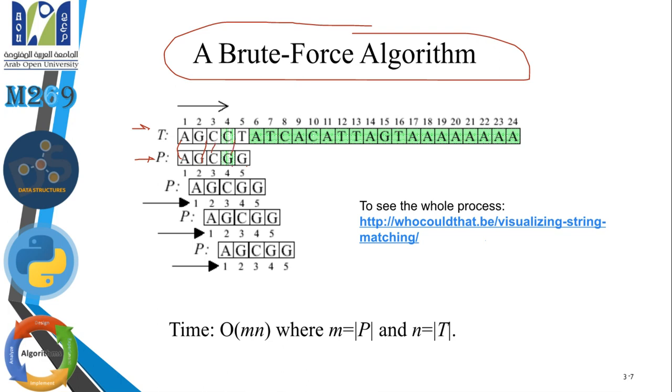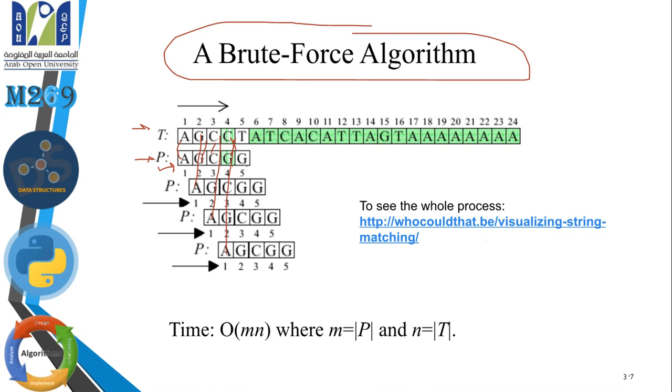G with C, no. So what we have to do is shift the pattern P one position to the right. Again, A, starting from position 2. So we compare A with G. No match. One shift to the right. A with C, no match. One shift to the right. A with C, no match, and so on.